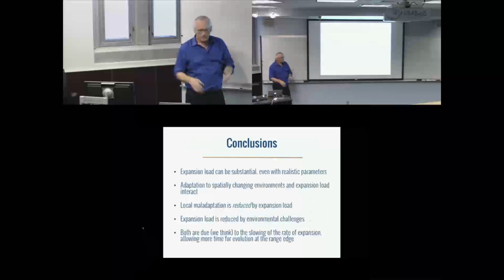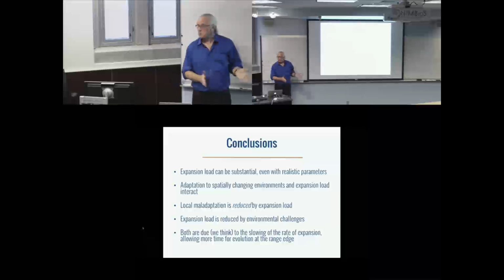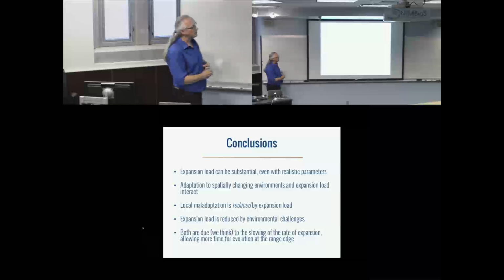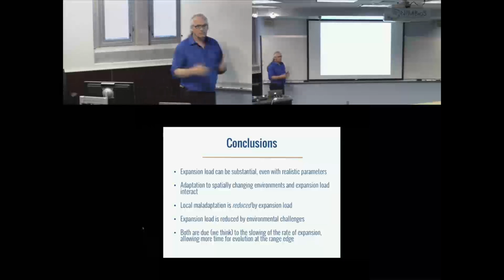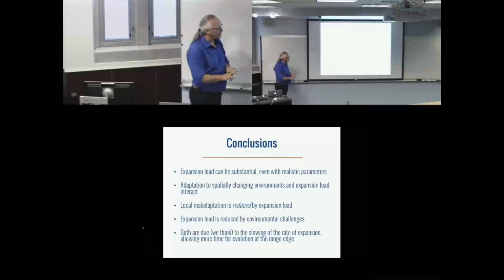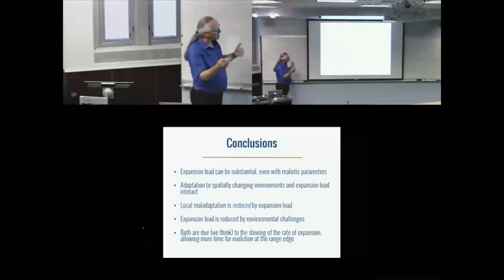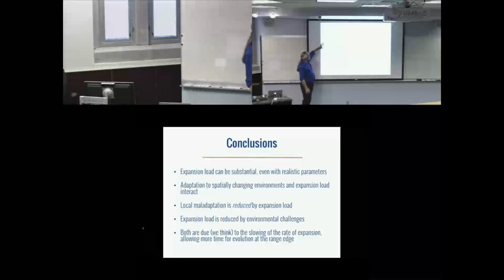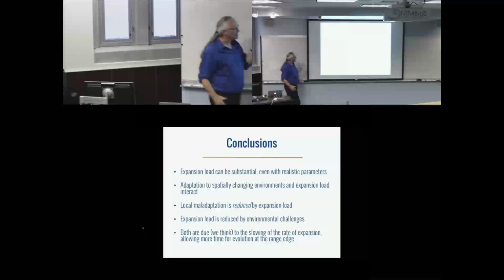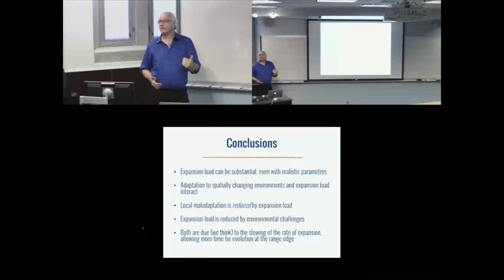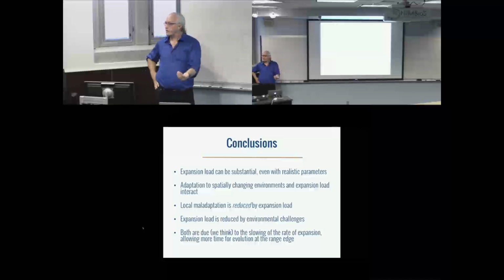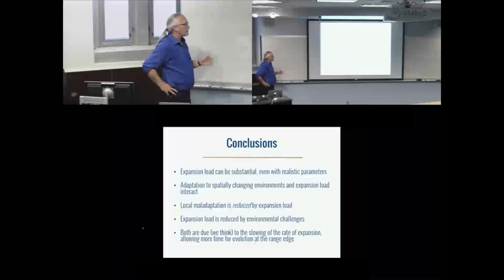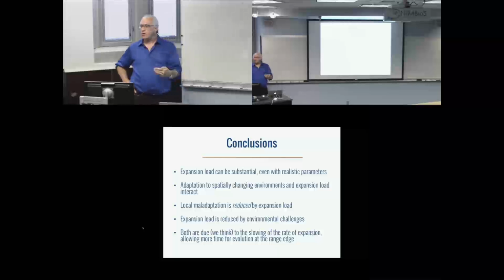Okay, so this is the last slide. We can get a substantial expansion load even with realistic parameters. Stefan and colleagues have greatly increased the realism of their parameters, but this is a different set. The adaptation to spatially heterogeneous environments and expansion load interact. In particular, if you have local maladaptation, it reduces the amount of expansion load. If you have expansion load, it increases the ability for the population to locally adapt at the edge. And we think both of these are because of the slowing.